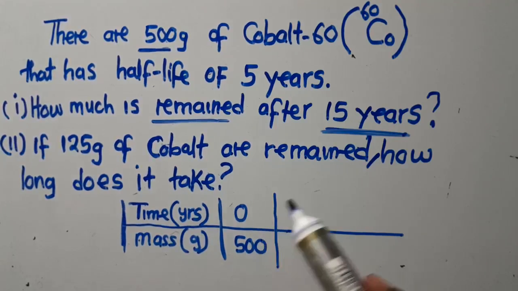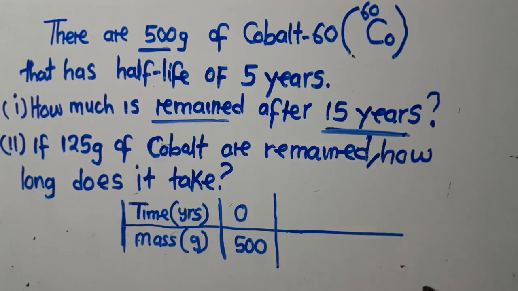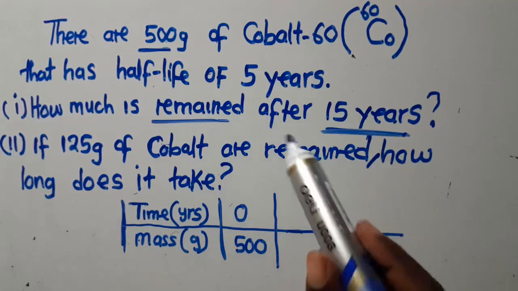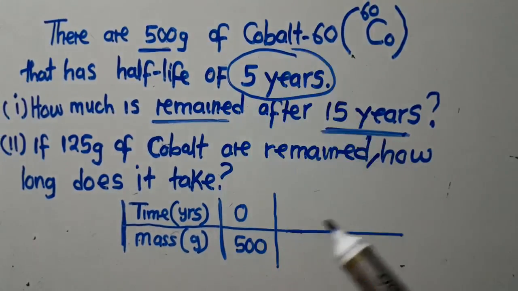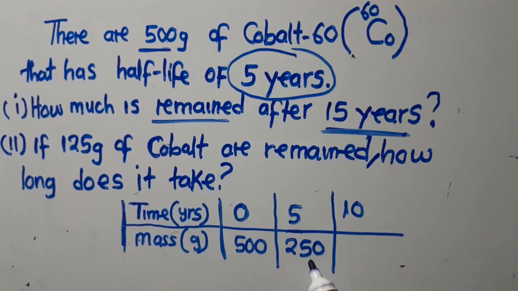So the question is saying, how much is remained after 15 years? You are able to confirm with me that this one has got a half-life of 5 years. So after 5 years, it is going to decay by half. The time was 0, but the mass was 500. After 5 years, it is going to decay by half. This one will be 250. After another 5 years, this one is going to be 10, and this one will decay by half. Half of this is 125.